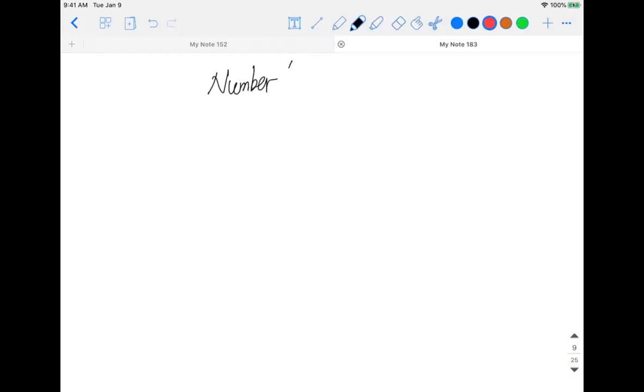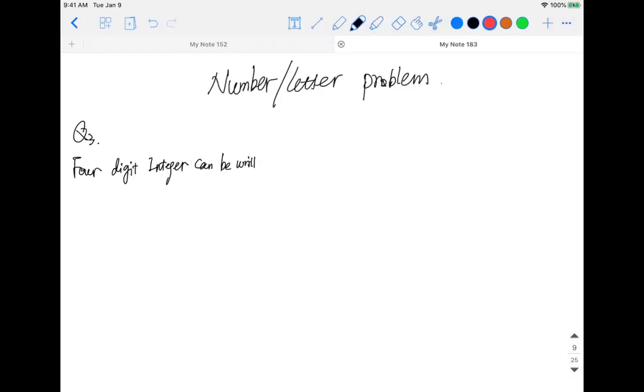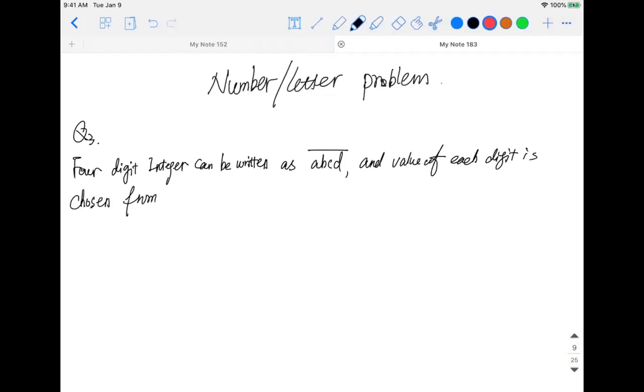Number or letter related problems. Let's go for another problem. The problem goes like this. A 4-digit integer can be written as A, B, C, D. Okay, just give it a denotation. And the value of each digit is chosen from 1, 2, 3, 4, 5. Values can be repeatable.